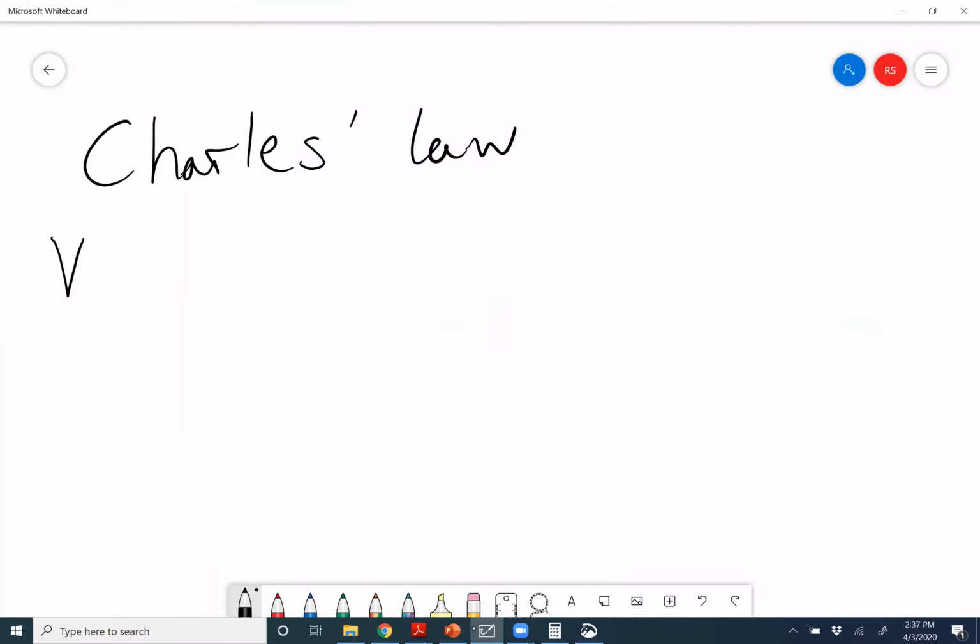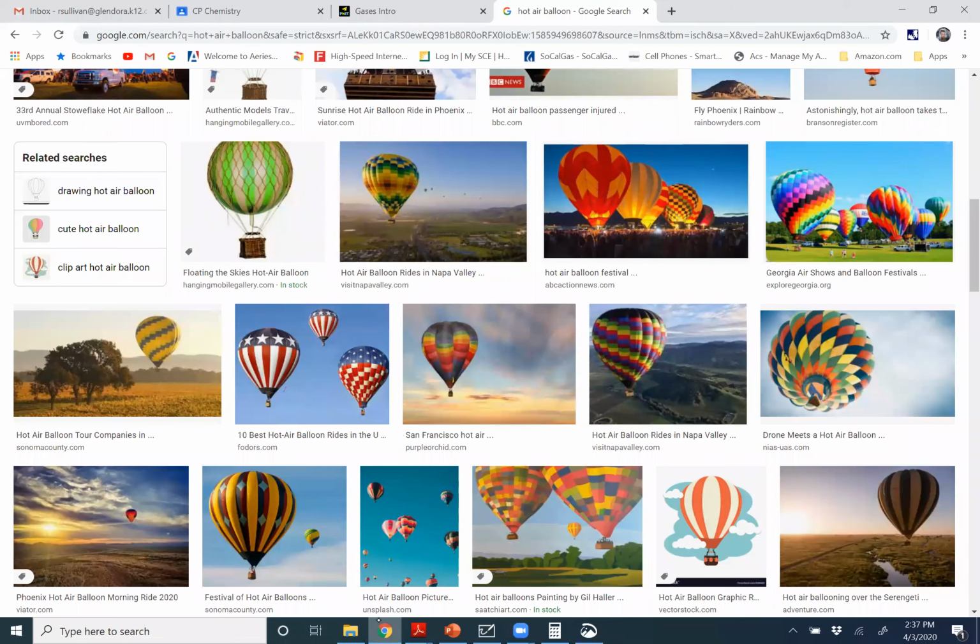All right. So Charles' law is looking at the relationship between volume and temperature. Charles was keeping the pressure constant and the amount of gas constant. N is amount, remember. And both of these are constant. They're not changing. If we look at a hot air balloon, the air inside the balloon is pretty much trapped. It's how it actually controls the balloon's up and down movement.